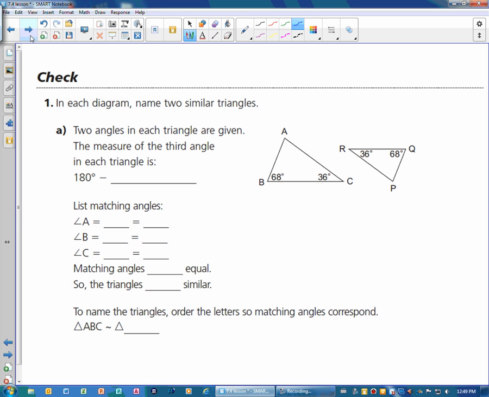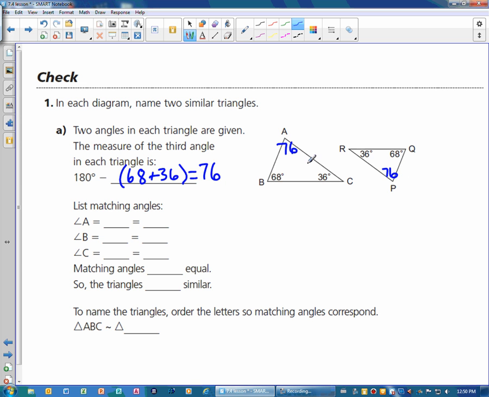Okay, so I'm going to go over this check. It says that 2 angles in each triangle are given. The measure of the third angle is 180 minus whatever's left over. Okay, remember all triangles add up to 180. So if we take 180, we subtract 68 and 36, we will get the leftover angle. So this one's easier than the example because we have the angle measures, and that helps much more than the side lengths, okay? So 76 is what's left, 36, 68, that has to be 76.